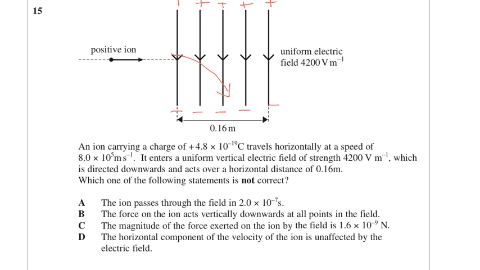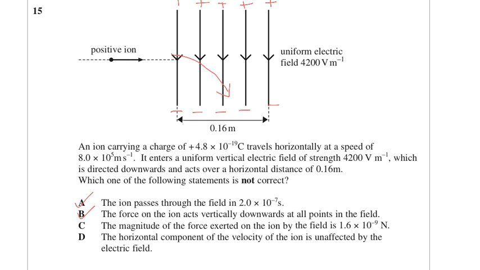Okay, so if it's travelling at 8 times 10 to the 5 over a distance of 0.16, distance divided by velocity should give you the time it takes. 0.16 divided by 8 times 10 to the power 5 gives you 2 times 10 to the minus 7. So statement A is absolutely correct once you do distance divided by speed. The force on the ion acts vertically downwards at all points. It does, because it goes from positive to negative, so that statement there is absolutely correct too.